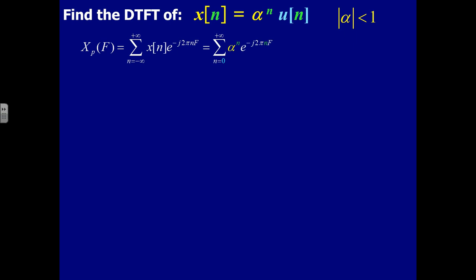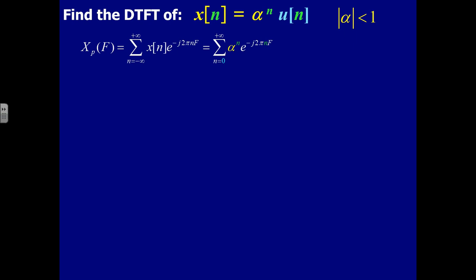Because we're going to want to put that in our infinite sequence or infinite series and have that converge, we'll need the magnitude of alpha to be less than 1. So plugging x sub n equals alpha to the n into our discrete time Fourier transform formula, x sub n gets replaced with alpha to the n.